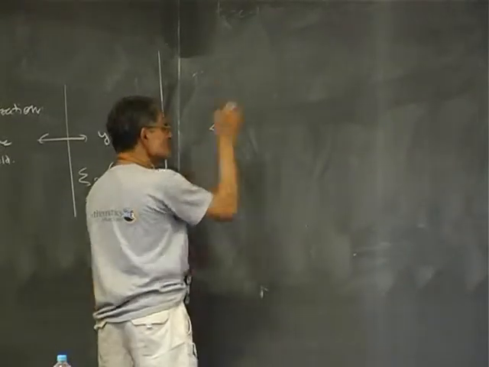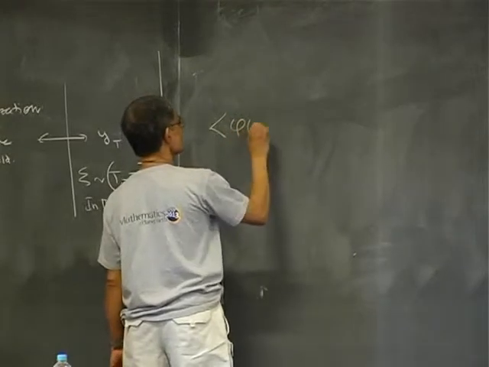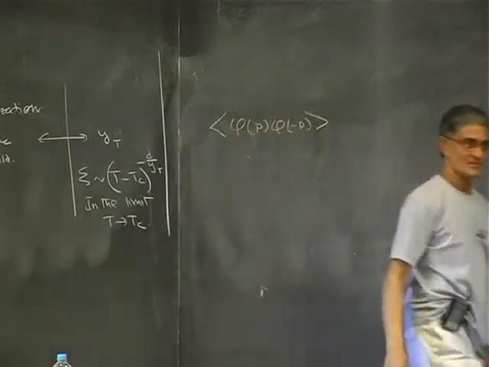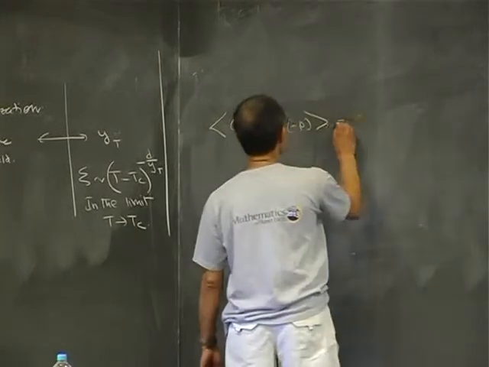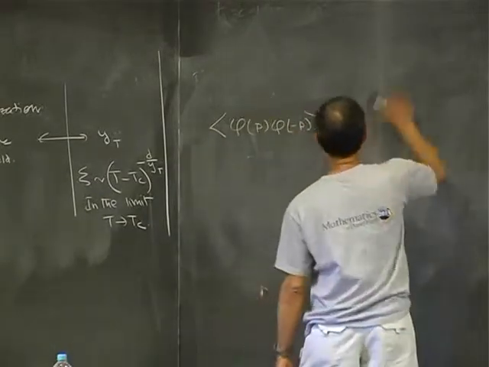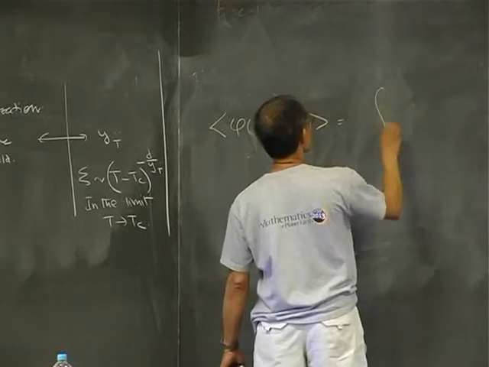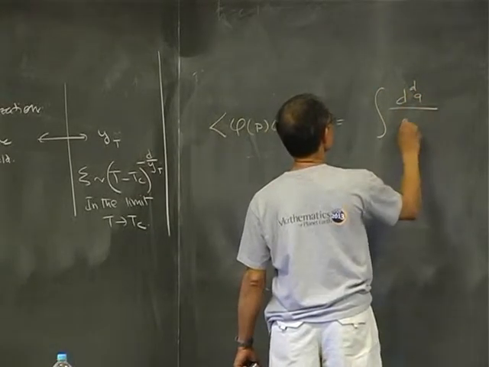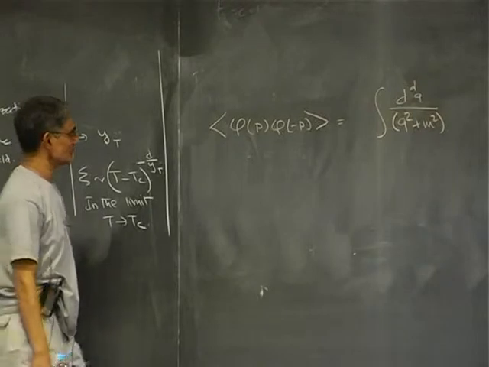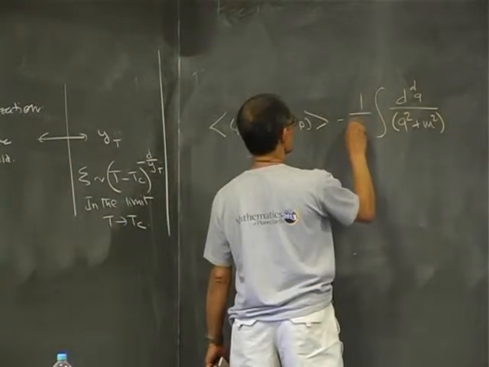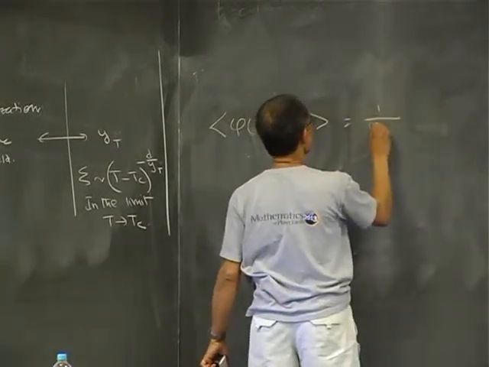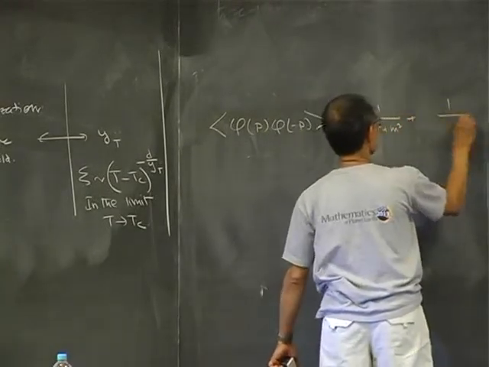Computing, independent of all this, things like correlation functions, say phi of p, phi of minus p, in interacting quantum field theories, what they found are typically integrals. For example, let me give you a real example of this. It would introduce an integral d^d q over q square plus m square, and then there would be the whole answer. I'll not tell you where this comes from, but I'll just write down what the answer is.